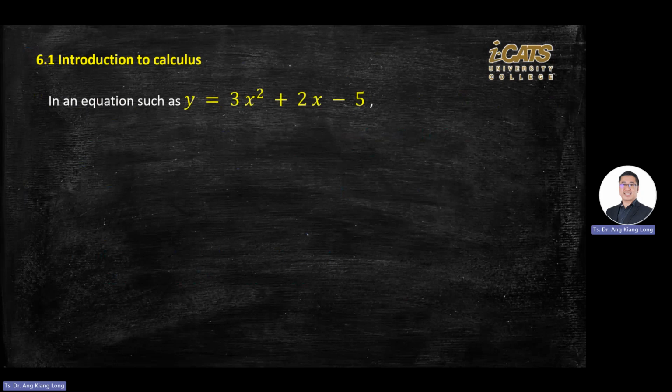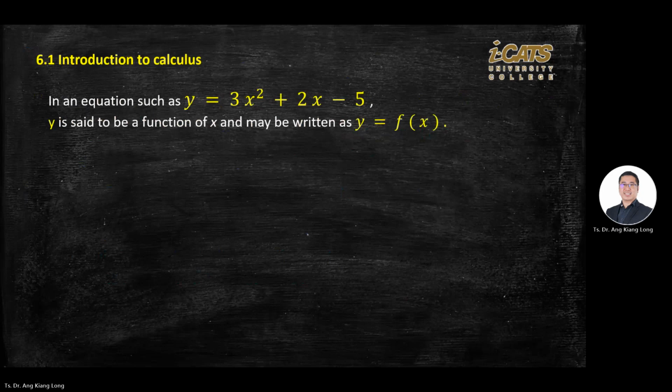Okay, so we start. What do we mean by a function? A function means there's an equation that relates 2 unknowns or 3 unknowns. For example, y equal to 3x squared plus 2x minus 5 is an equation that links y and x. In a higher level of mathematics module, we will write y equal to f bracket x, which means y is a function of x. It means that y is defined by x.